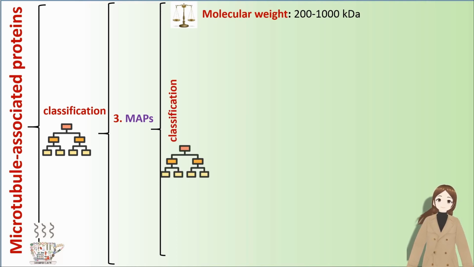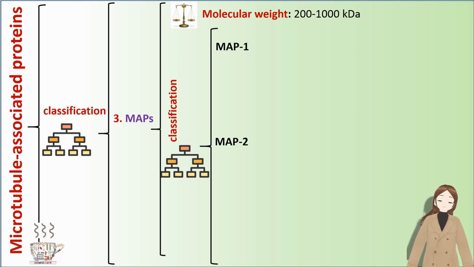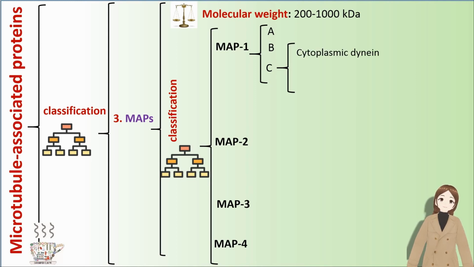They can be divided into 4 subgroups: MAP1, MAP2, MAP3, and MAP4. MAP1 has 3 subgroups: A, B, and C. C is cytoplasmic dynein, and it plays a role in transporting of vesicles.